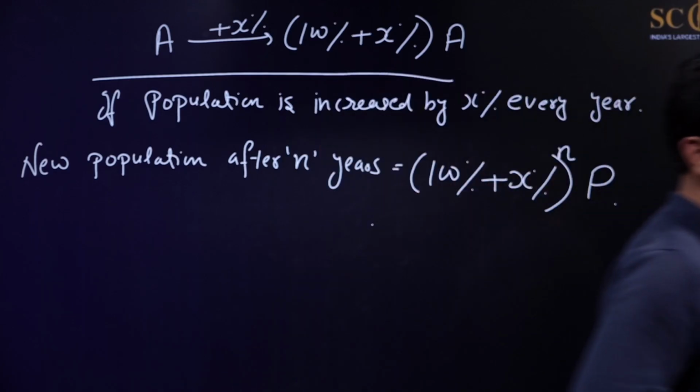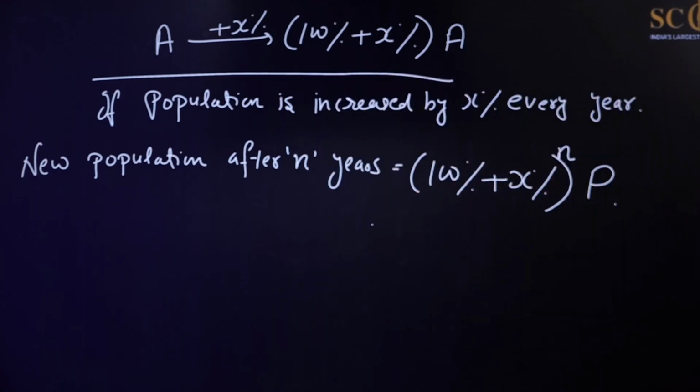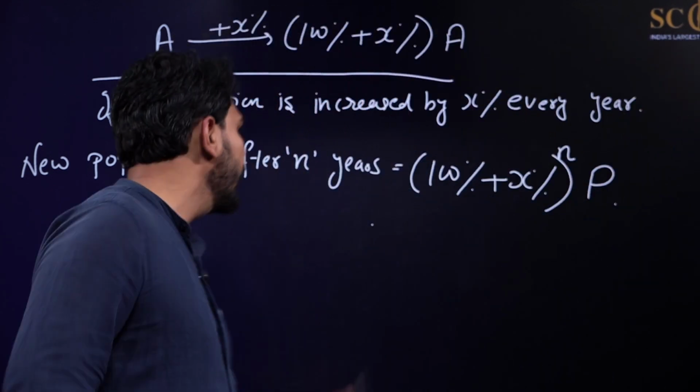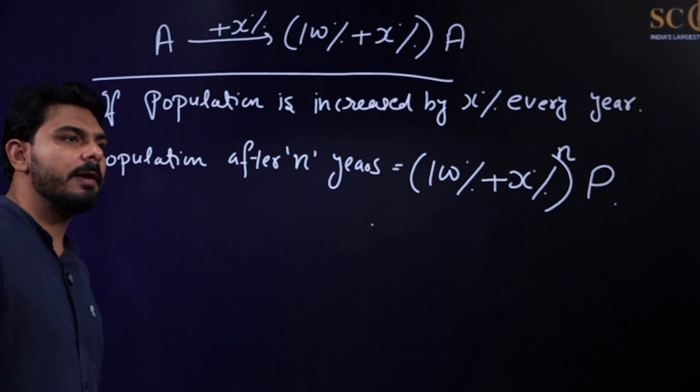Okay, you can first of all write it down in your notebooks if you have them, then I will teach you further. So let us now move on. I hope this much is clear to everyone. So after n years, the new population will be 100% plus X% raised to the power n of P.